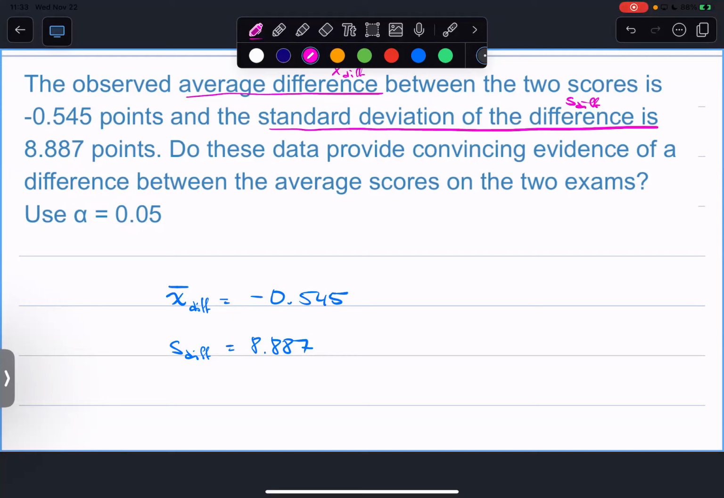Do these data provide convincing evidence of a difference between the average scores on the two exams? And as soon as you see evidence, you know you have to do a full hypothesis test. All the steps, everything. And then we're told to use an alpha level of 0.05, which is our default anyways, right?